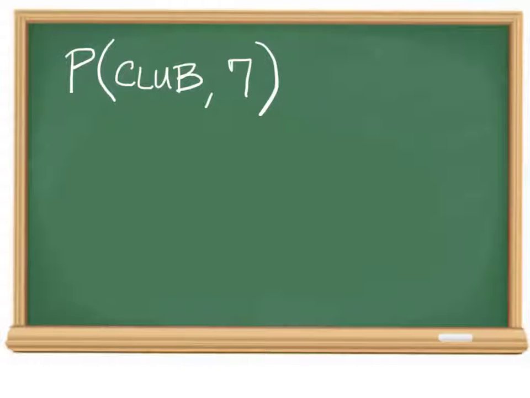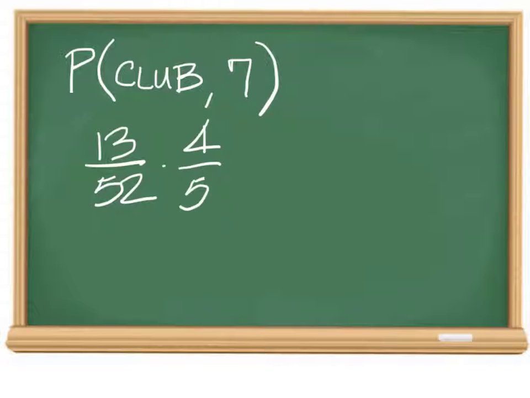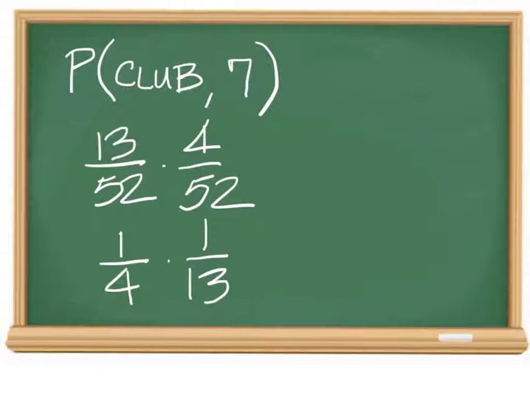What's the probability of drawing a club and then a 7? On the practice, the probability of getting a club is 13 out of 52, and the probability of a 7 is 4 out of 52. This reduces to 1 over 4, and this reduces to 1 over 13, so the answer is 1 over 52.